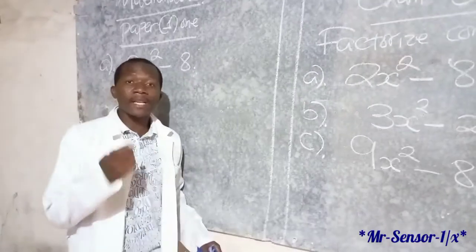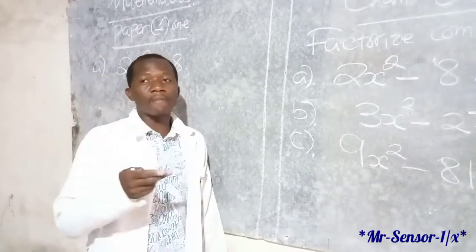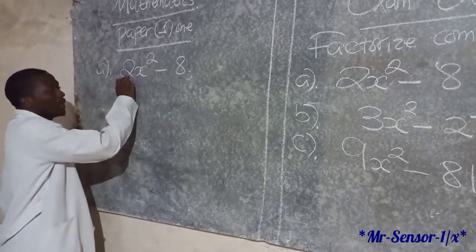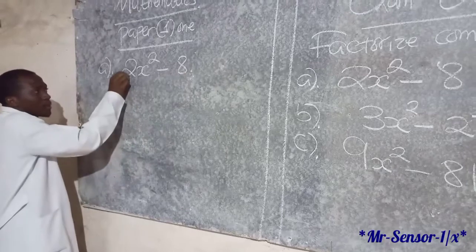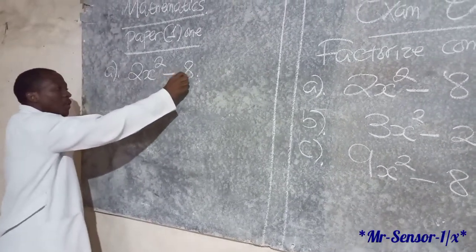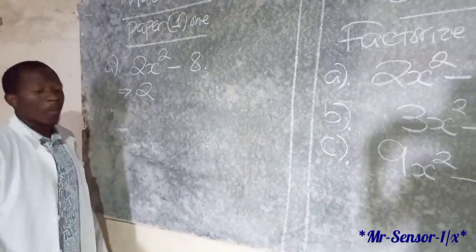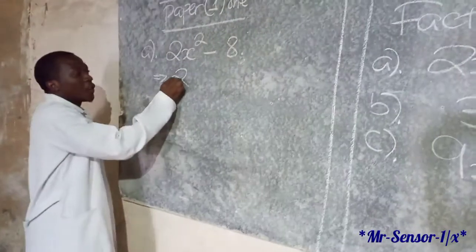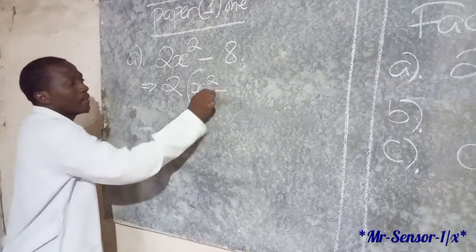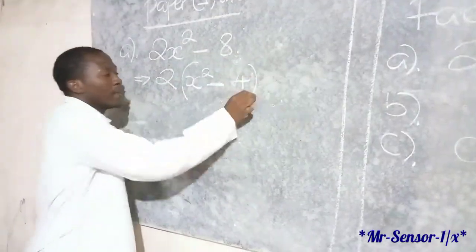To factorize is to factor out what is common. And whenever we are factorizing, we're going to consider this 2 and this 8. So this 2 can be divided into 2. It can also be divided into 8. Henceforth, this 2 is going to be said to be common. Then I'm going to say 2 into this 2 is going to leave us with x squared minus 2 into this 8 is going to leave us with a 4.